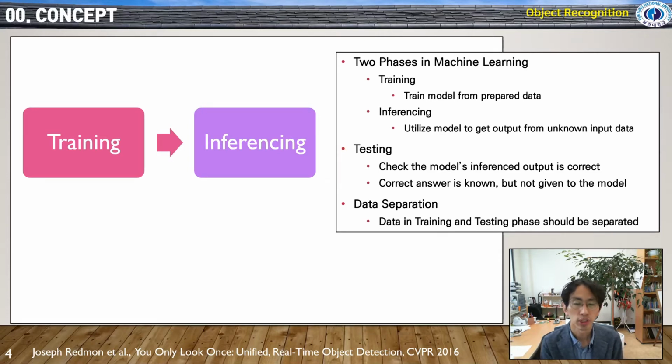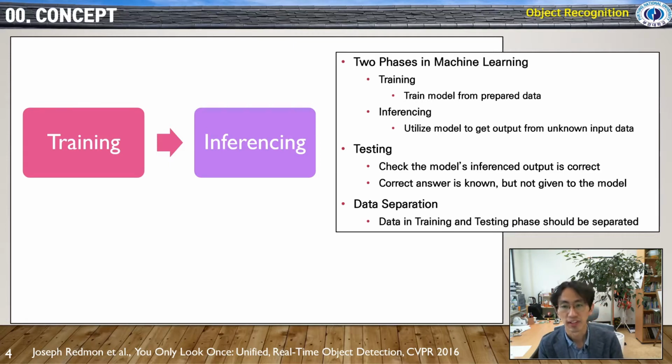And there's one more thing you need to know before we start. That is the concept of training and inferencing. There are two phases in machine learning, especially deep learning. We have a training phase. Training is training the model from prepared data. We have lots of data, and we know what it is. This is a person, this is a dog, and this is a cat. We already know the answers. With this data, we can train our models. That is the training phase.